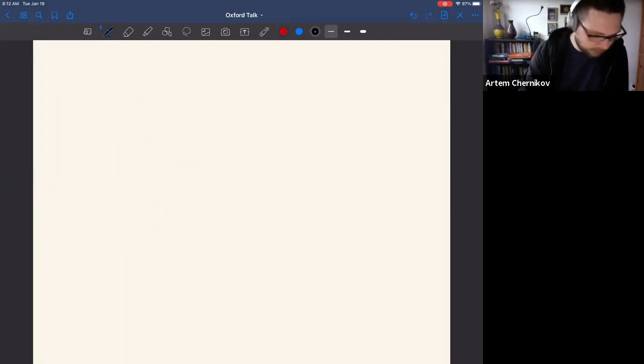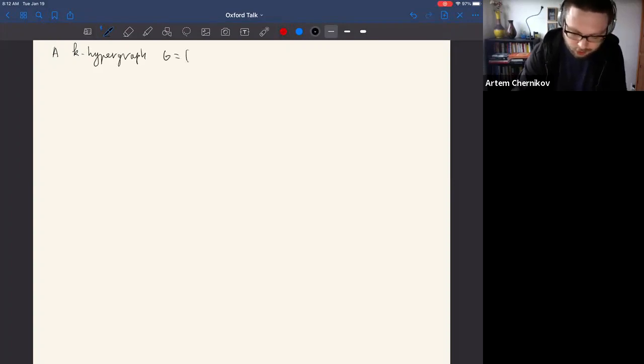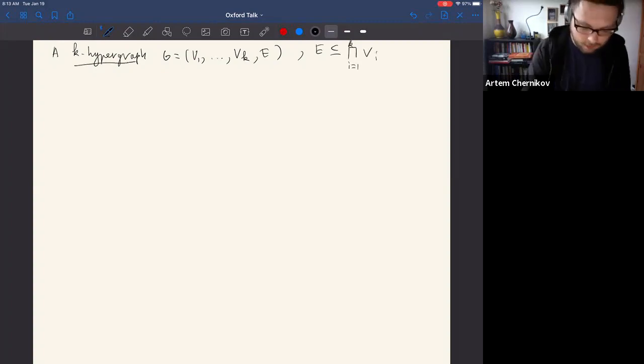Okay, so for hypergraphs now, the notation is very similar. We're again going to be working in a partite setting. So we say that the k-hypergraph, which I will still keep denoting by G, is given by k sets, V1 through Vk, and E, a relation, such that E is a subset of the product of these sets, Vi for i from 1 to k. This is the meaning of hypergraph for me.